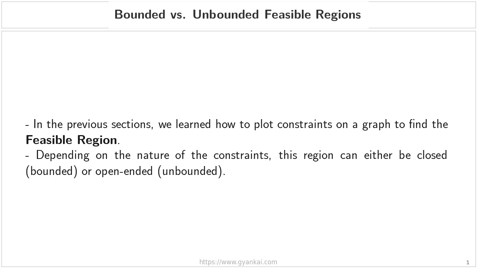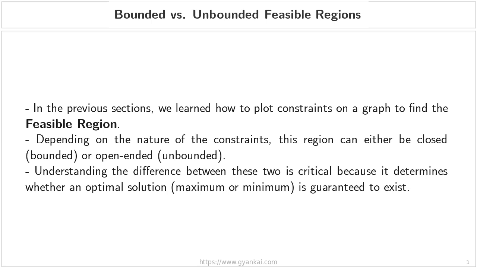Depending on the type of constraints you are working with, this region can take two different forms. It might be a closed shape, which we call bounded, or it might be open-ended, which we refer to as unbounded. It is incredibly important that you learn to distinguish between these two. Why? Because this distinction is critical for solving optimization problems.